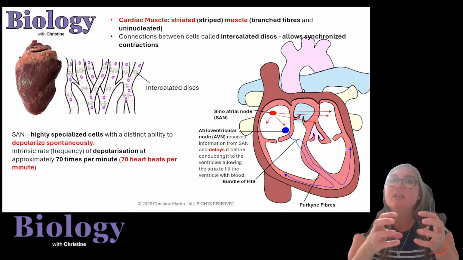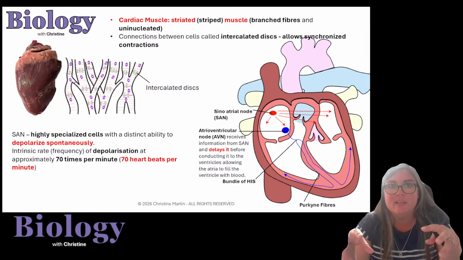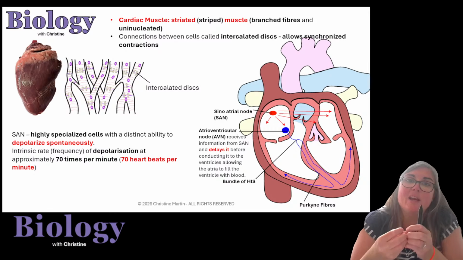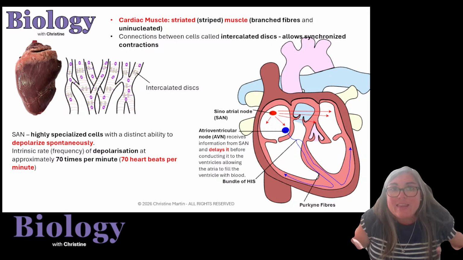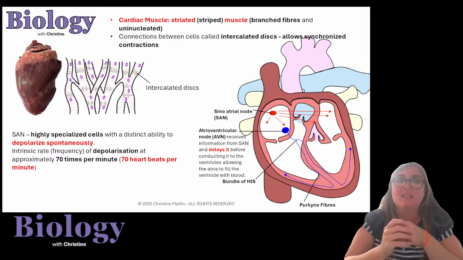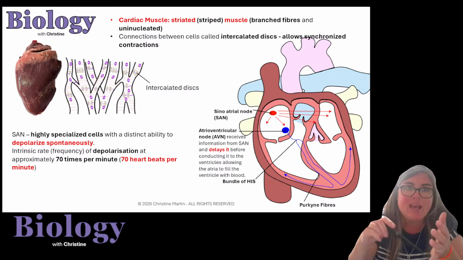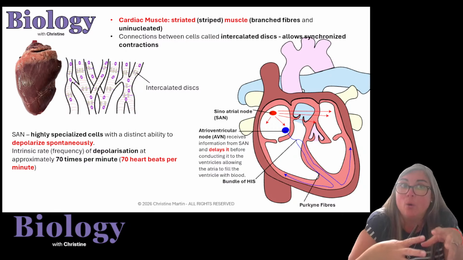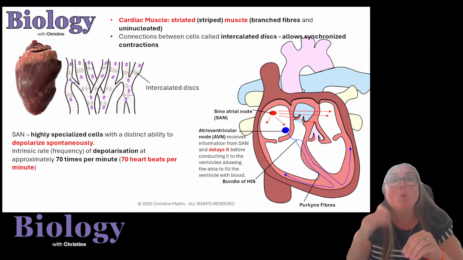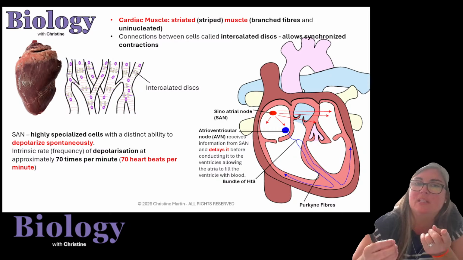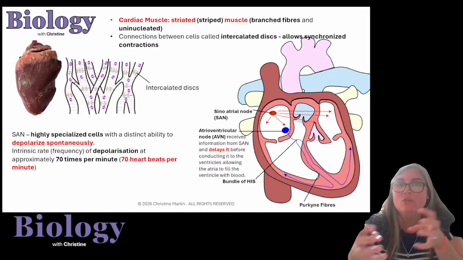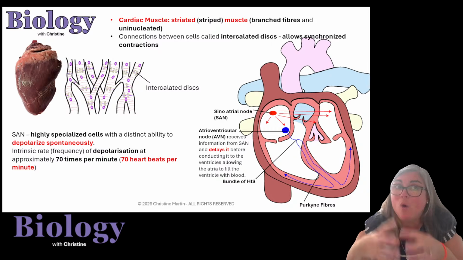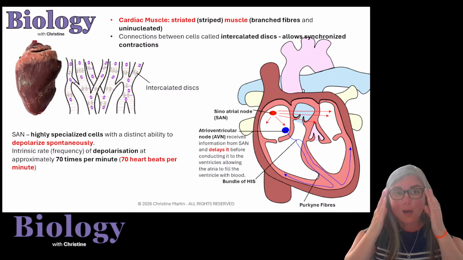Your AVN is then going to pass the depolarization onto the bundle of His, down the Purkinje fibers, and we're going to contract the ventricles from the apex up. We're going to push and force the blood out. So we know that the SAN is this highly specialized cell. We know that it's going to depolarize on its own spontaneously, but we can speed it up and slow it down depending on what is required, because of the rate at which we are respiring.